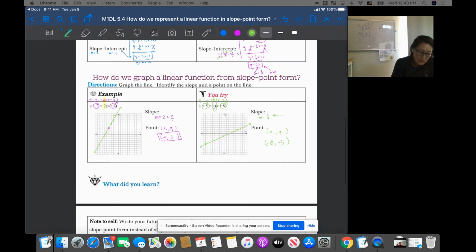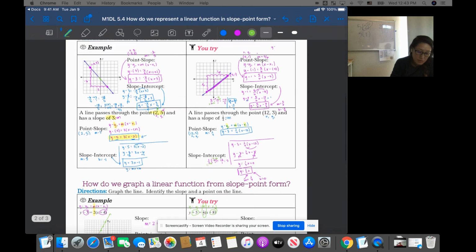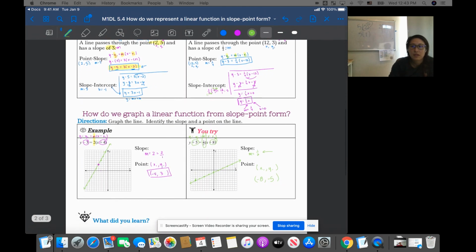All right, and that is how we write the equation in point-slope form and graph using point-slope form.